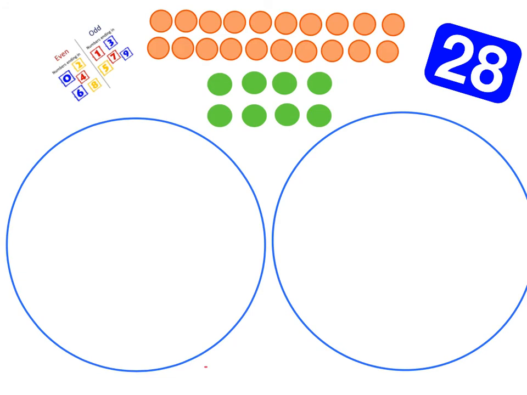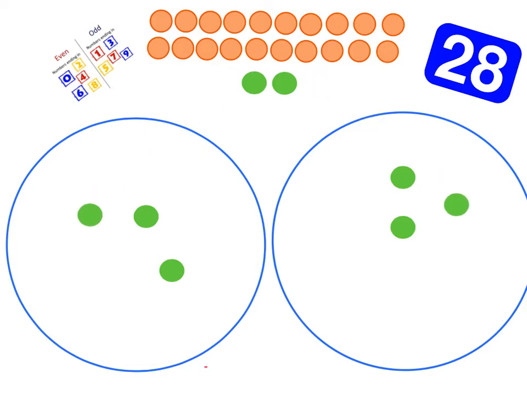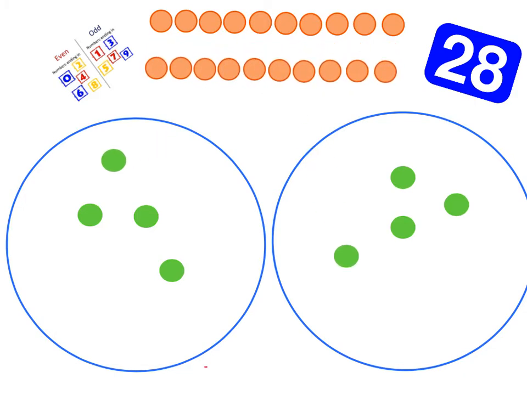There's 3 in this group and there's 3 in this group, so we know it's an even number. But sometimes we have to figure out if quite large numbers, like the number 28, are even or odd. And again, we could do the same thing. We could move them into the groups one at a time to make sure that it's done evenly and fairly. But that might take us quite a long time to do every single one.